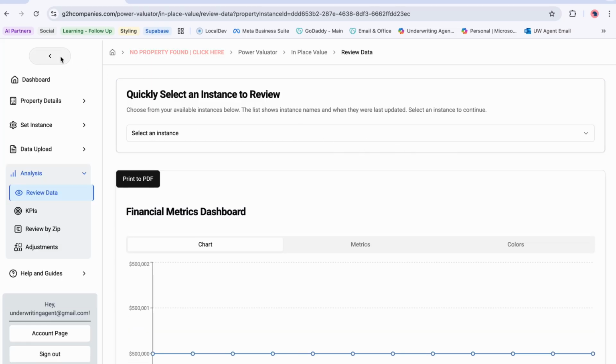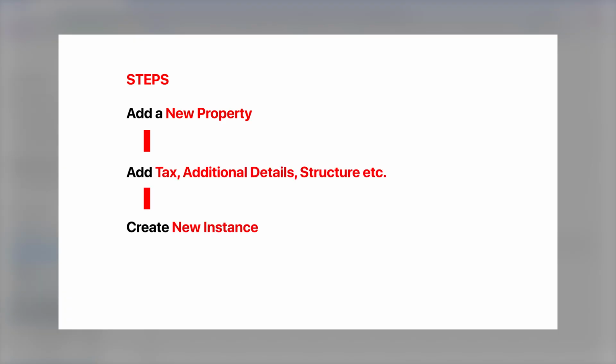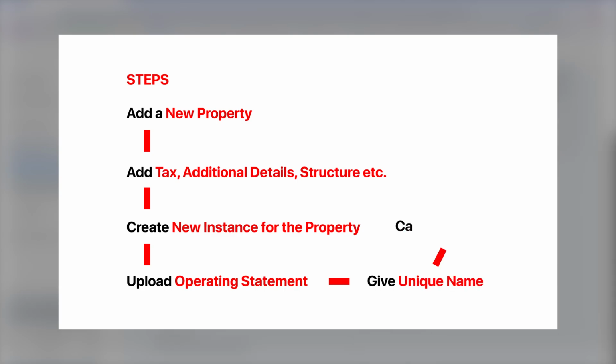So the process so far has been you added a new property, then you added your tax and additional details about the structure, etc. You either came here and created a new instance for that same property, or you just jumped right to upload operating statement. You uploaded your operating statement, you gave it a unique name, you categorized all the data. Then you came here, you uploaded your rent roll, and now you're on this review data tab.